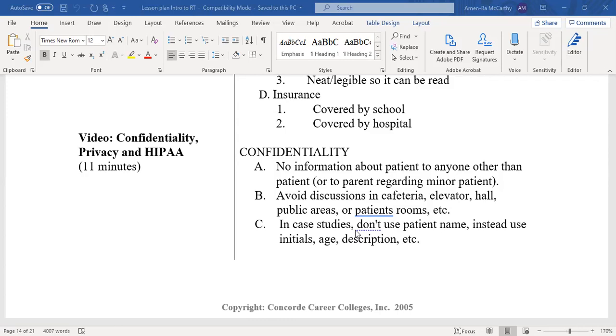We're going to talk about that more in a little while. But HIPAA is very, very important. They do not play about that. So no information about the patient to anyone other than the patient, or to the parent regarding a minor patient.